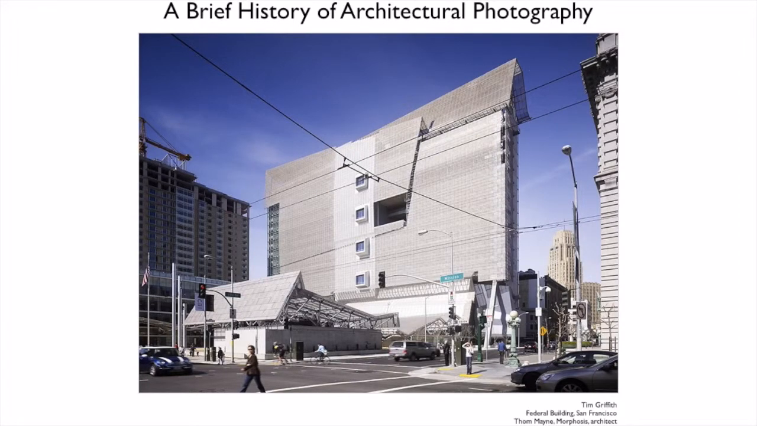Here's an example of what we've come to expect when we think of architectural photography. Tim Griffith is one of the best architectural photographers working today. And this is the federal building in San Francisco, designed by Tom Mayne and Morphosis Architects. And there are a few characteristics that jump out at me.